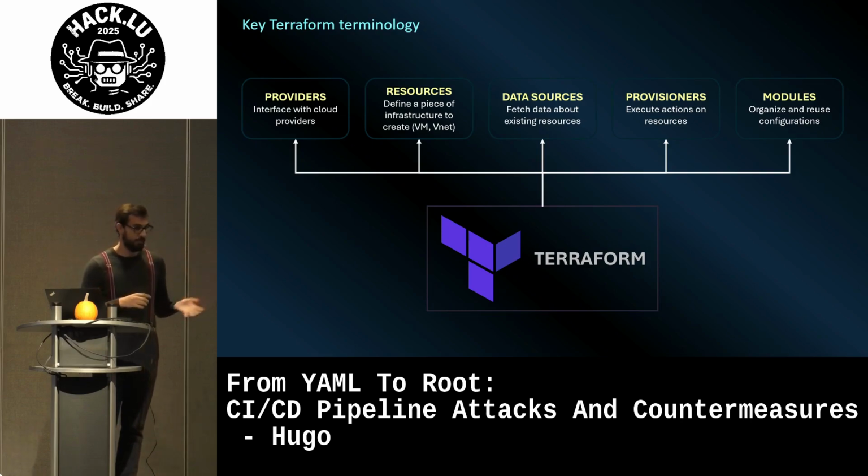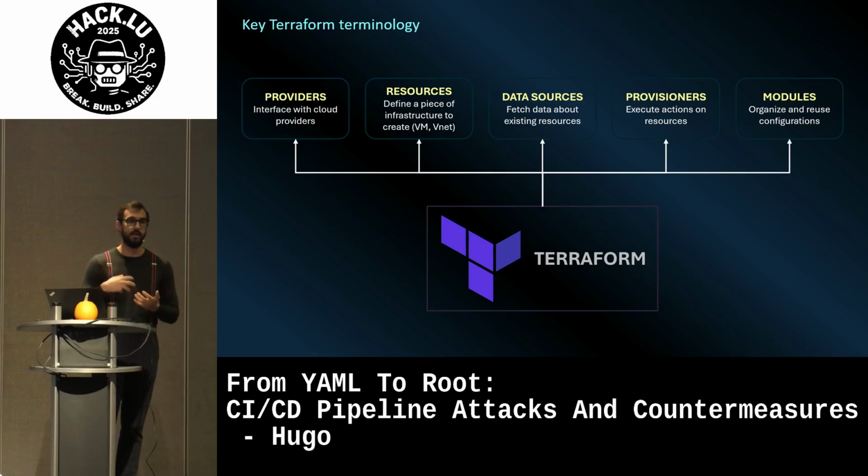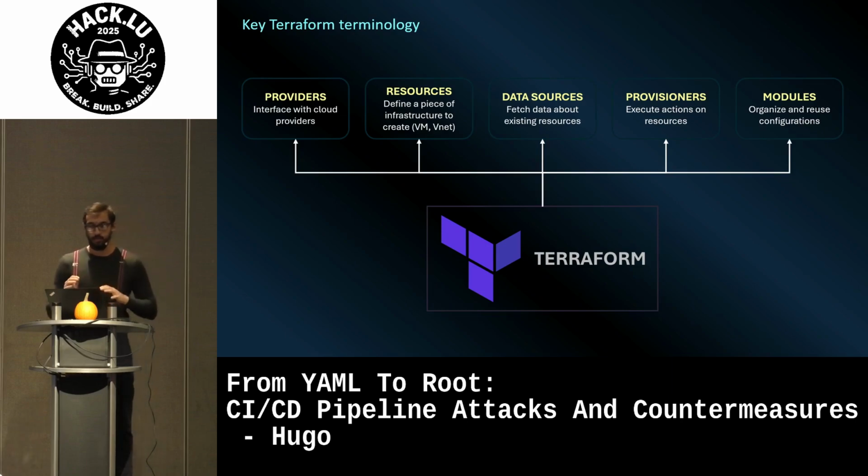The resources are the assets that you want to create. So VM, Key Vault, VNet, network security rules, etc. Data sources are a function that will allow you to fetch data about existing resources. So you use resources to create or destroy an asset, and you will use data sources to fetch existing data about an existing asset. For instance, you have the name of a VM, and you want to fetch the IP. You will use the data sources.